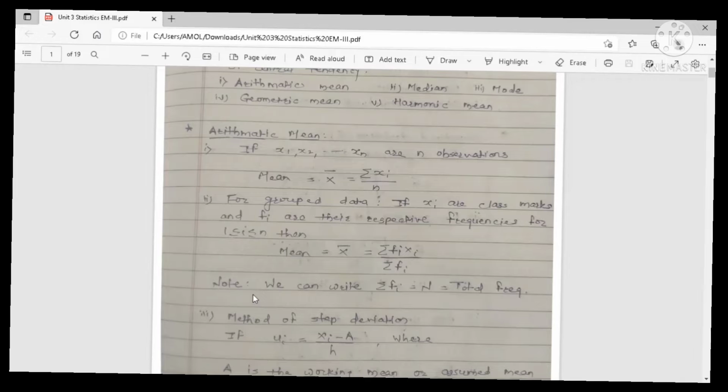Okay, here note that we can write summation f equal to n, capital N also. This is the notation for summation f, meaning the total frequency, the addition of all the frequencies, equal to capital N. Remember it.